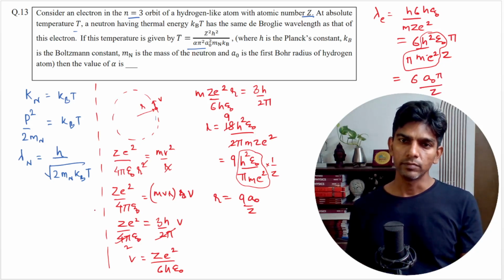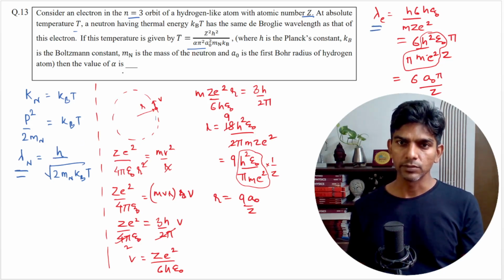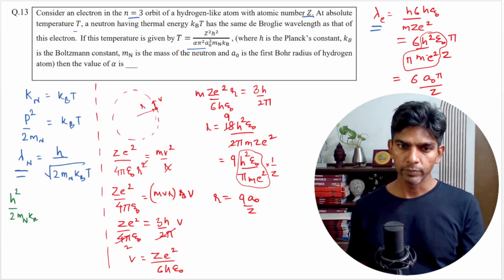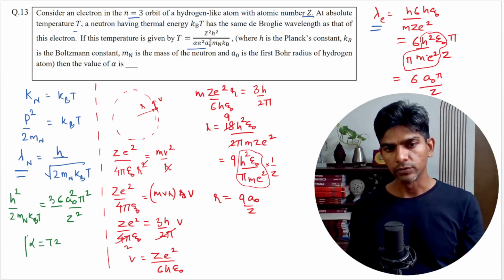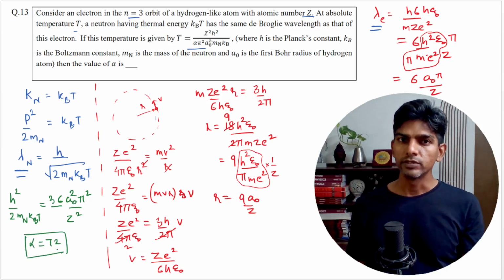So we got lambda. Now what we're going to do, we'll equate the neutron wavelength with the electron wavelength. So when we do that, let us square and equate them. So h square divided by 2mn kBT is equal to 36 a naught square pi square by Z square. Right, so if we rearrange the terms, this will give us alpha as 72. Right, so 72 is the answer of this question.